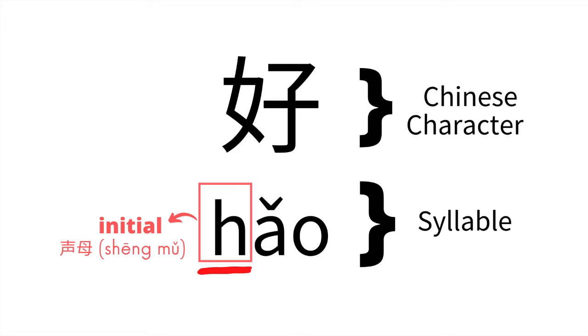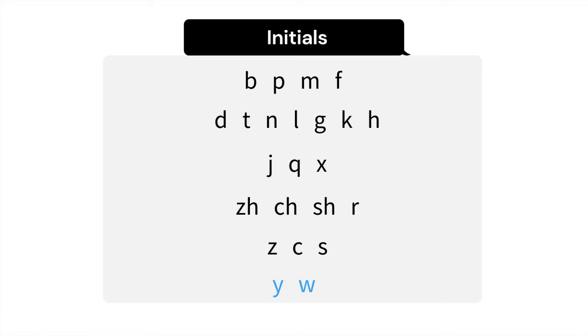Initial is the front component of a syllable. This is the initial list. There are 23 of them in the list. However, the last two, letter Y and W, are not real initials. We'll find out more in future lessons. So technically speaking, there are only 21 initials. They are bo, po, mo, fo, de, te, ne, le, ge, ke, he, ji, qi, xi, zhi, chi, shi, ri, zi, ci, si.